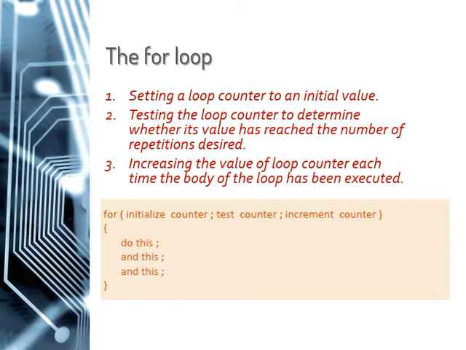Okay, so for loop has these three important steps. Setting a loop counter to an initial value. Second is testing the loop counter to determine whether its value has reached the number of repetitions desired. And third is increasing the value of the loop counter each time the body of the loop has executed. So basically, mura naman ni siya o while.